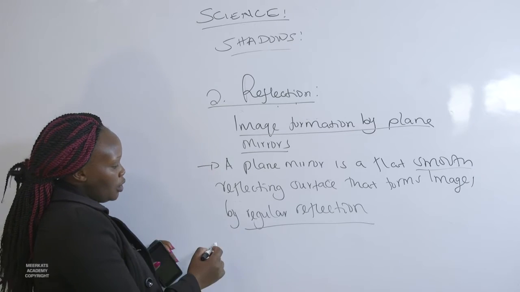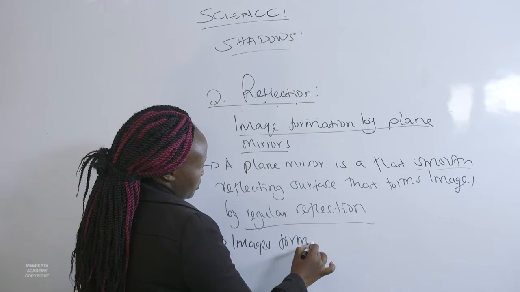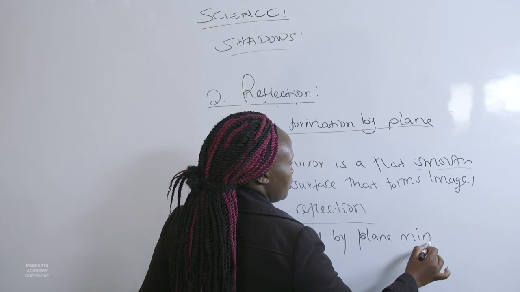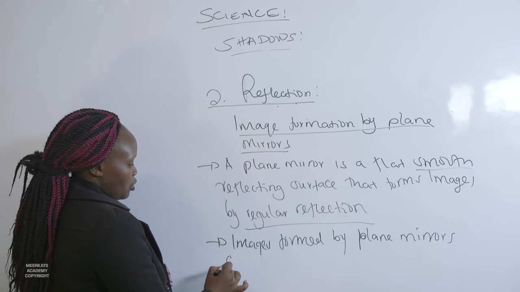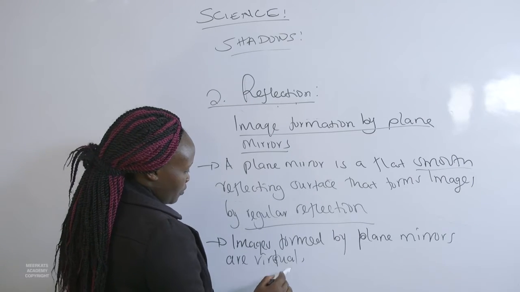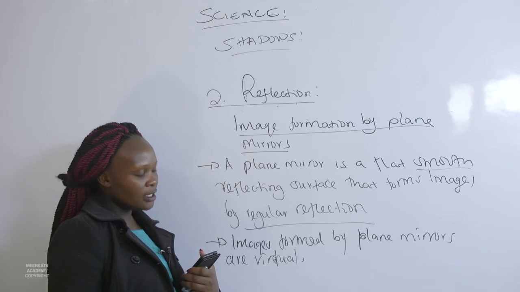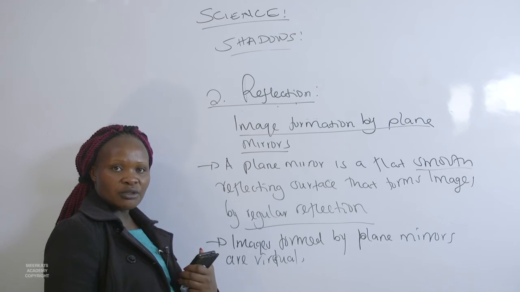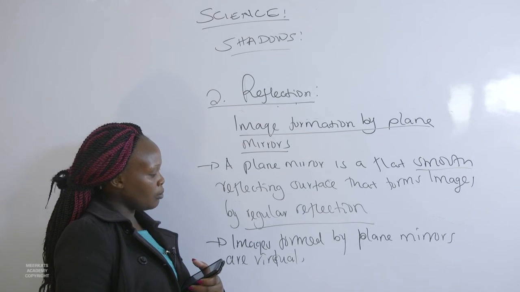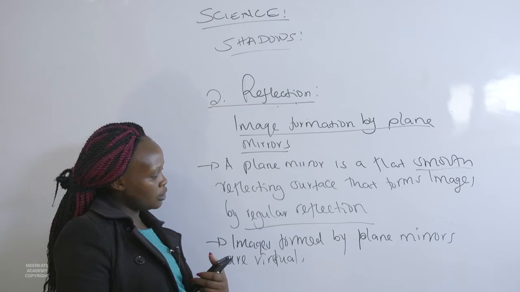Now, in general, images formed by plane mirrors are actually virtual. They are virtual because mirrors form images by extending reflected rays. Rays do not actually meet to form an image. Rather, they appear to meet to form an image. And for that reason, we say that images formed by plane mirrors are actually virtual.